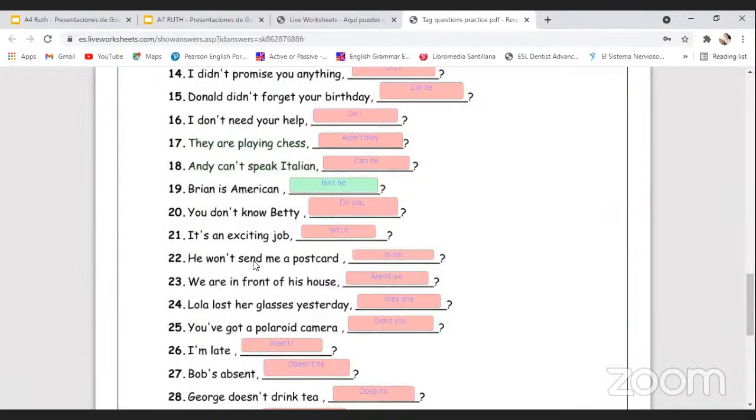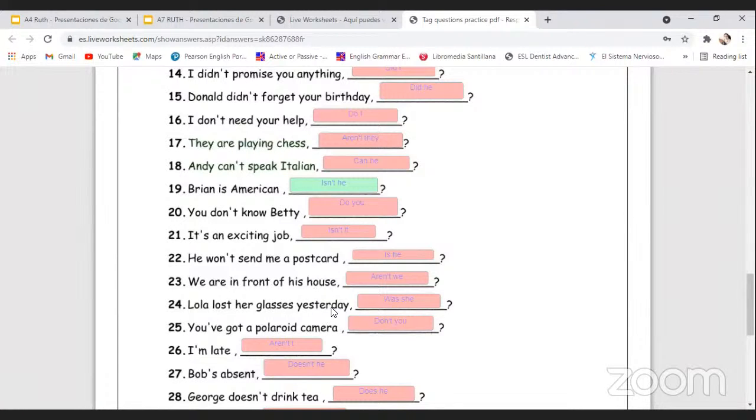Yes. He won't send me a postcard. Here again, right? Won't. Yes. It is talking about the future. Correct. So it's here. Will he? We are in front of his house, aren't we?